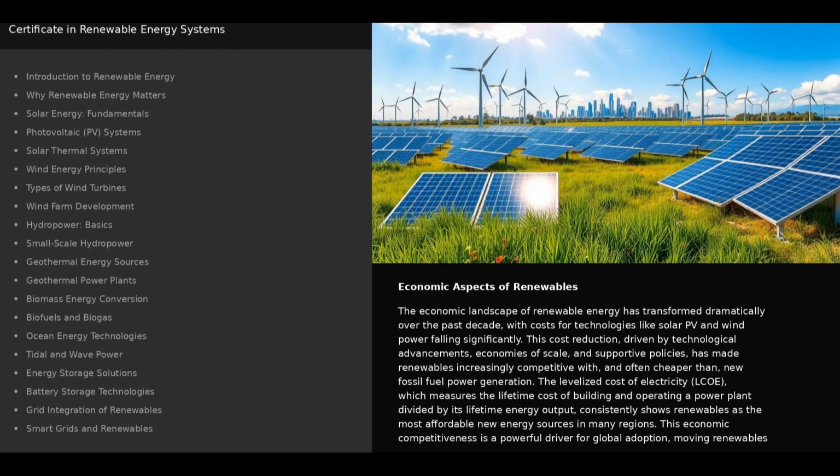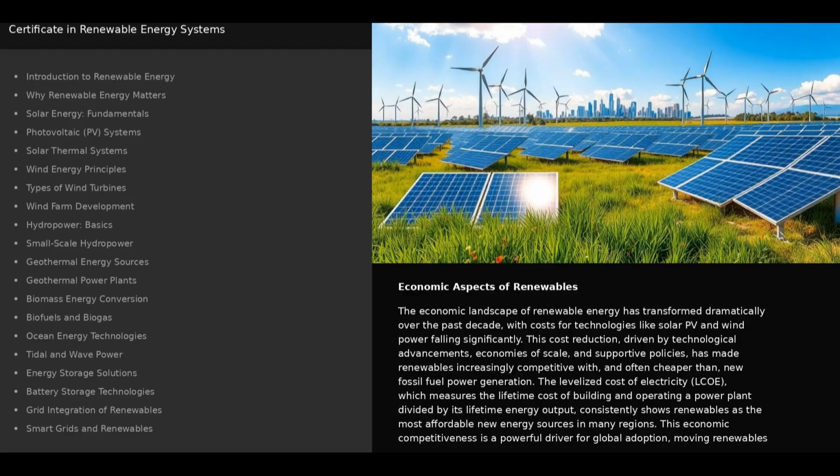Economic aspects of renewables. The economic landscape of renewable energy has transformed dramatically over the past decade, with costs for technologies like solar PV and wind power falling significantly. This cost reduction, driven by technological advancements, economies of scale, and supportive policies, has made renewables increasingly competitive with, and often cheaper than, new fossil fuel power generation.